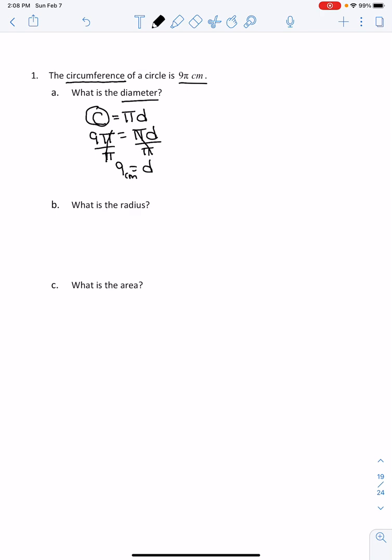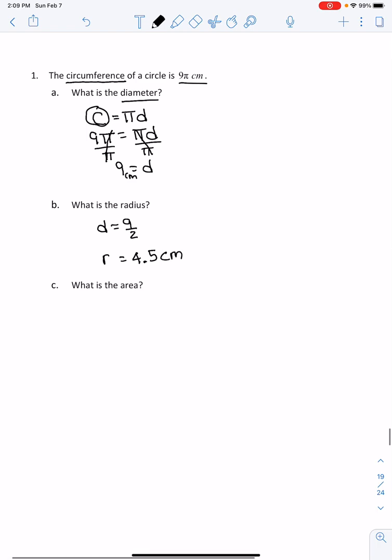It wants to know what the radius is. Well, if my diameter is 9, we can divide that by 2. Therefore, our radius is 4.5 centimeters.